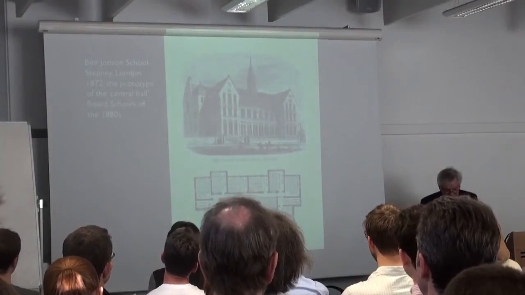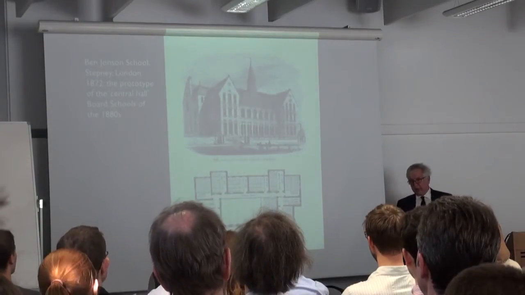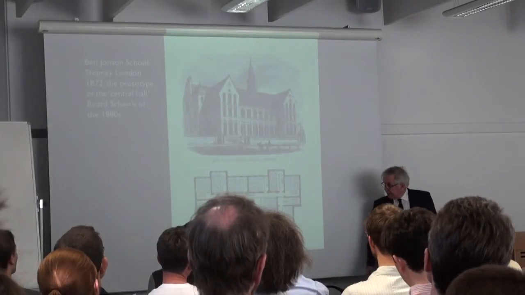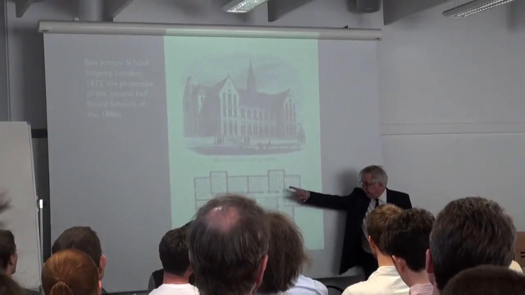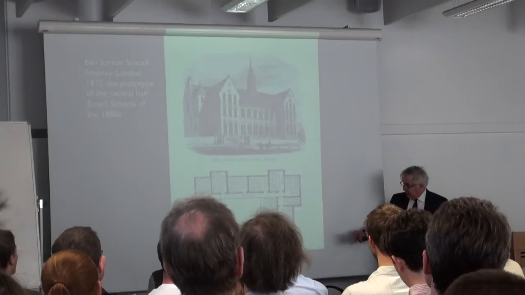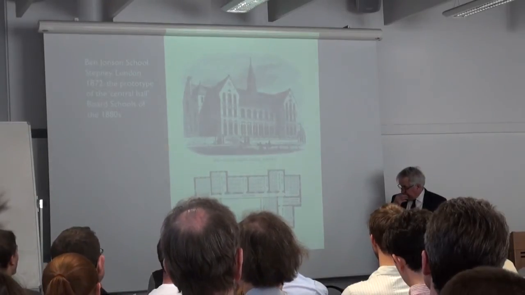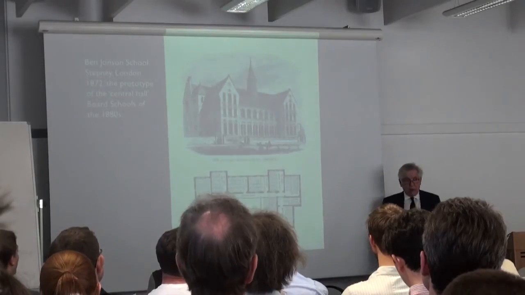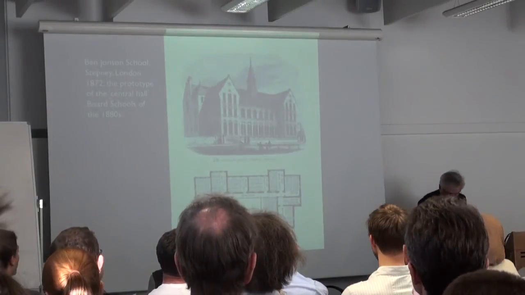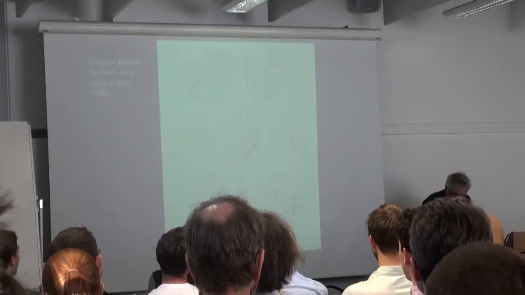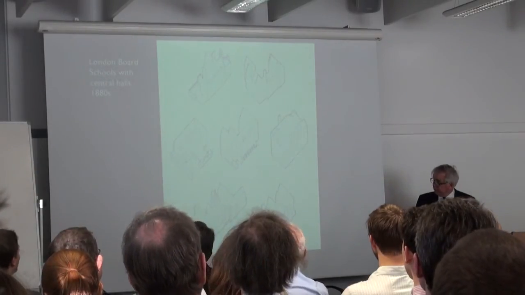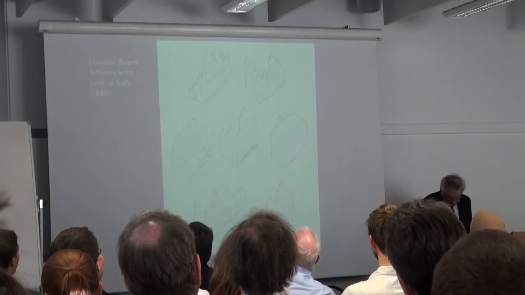But at the turn of the century, these schools started to be criticized. Because of their depth, they were difficult to ventilate. Standards of lighting were not good away from the walls, the window walls. And it was not possible, of course, to orient all the classrooms optimally. Here's a group of these schools, 1880s.